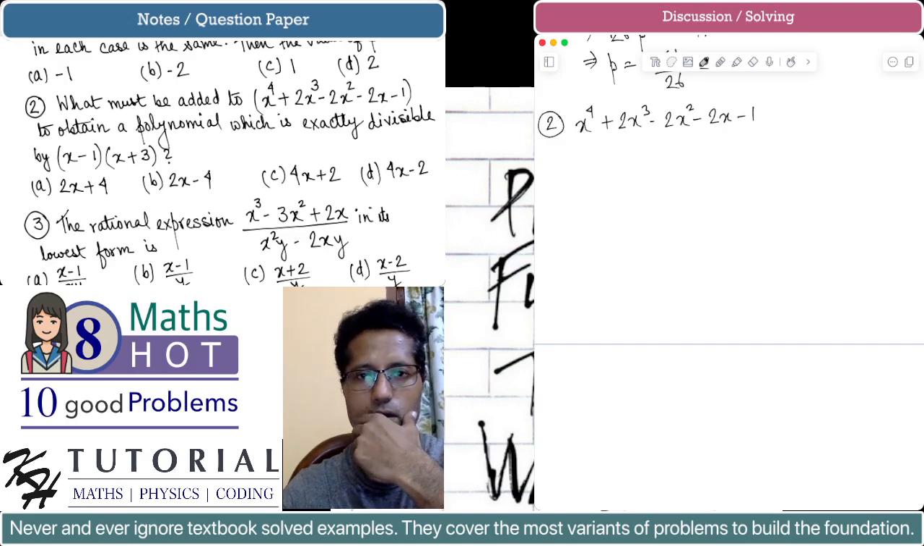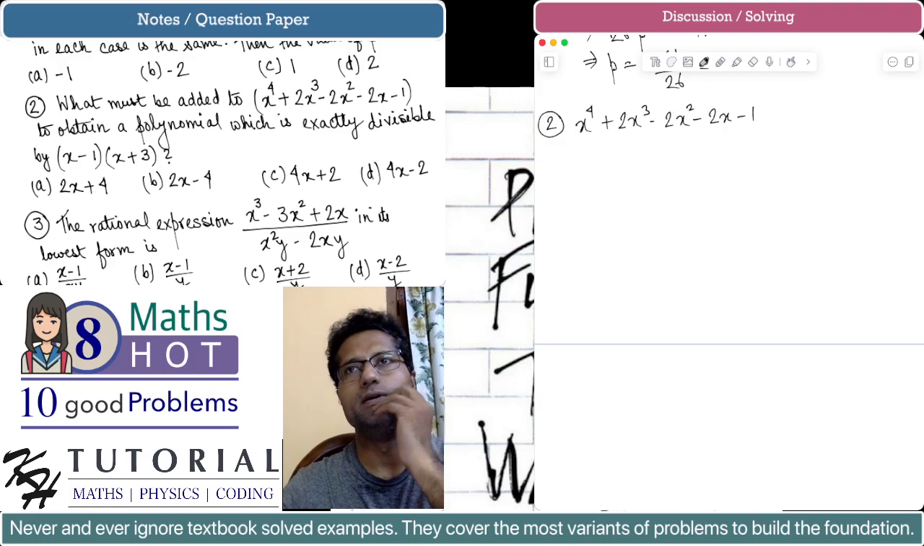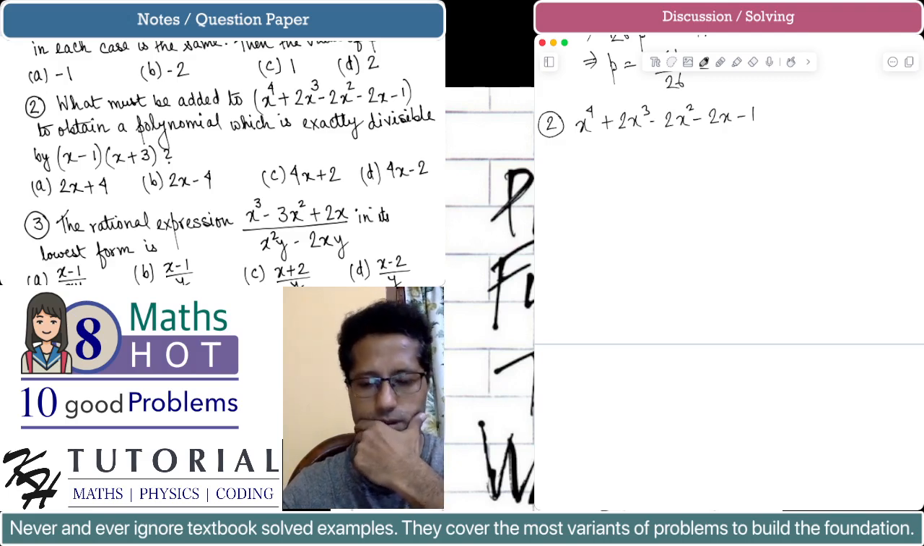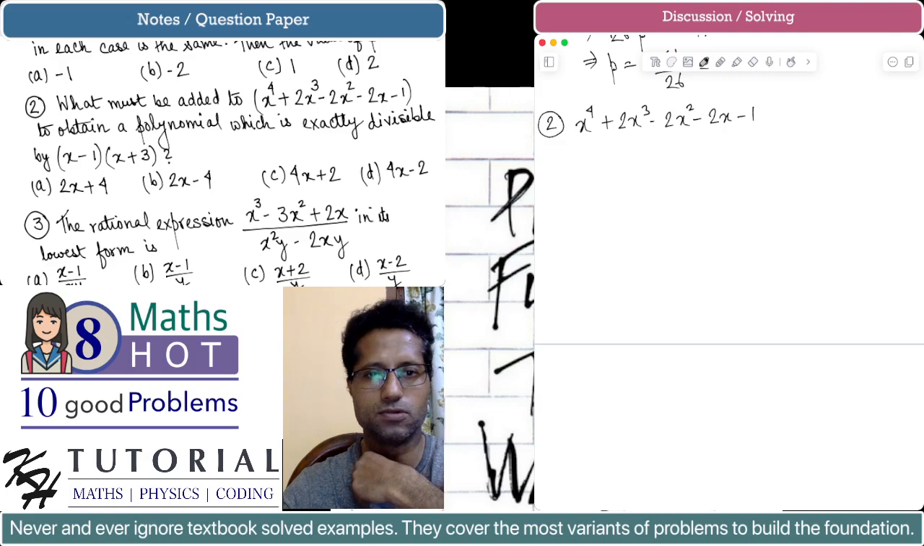How do we know? If we try to divide the given polynomial by x minus 1 multiplied by x plus 3, we will get some quotient and remainder. From that remainder, possibly we can see what can be added so that it will be exactly divisible by the product of x minus 1 and x plus 3.